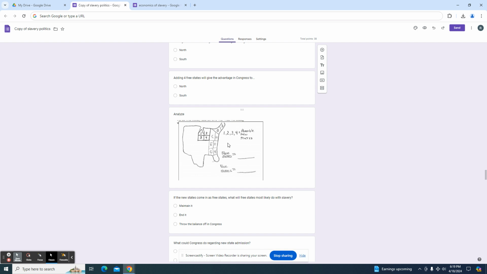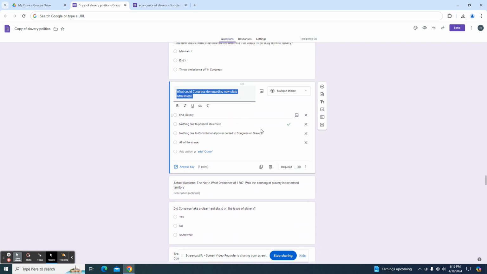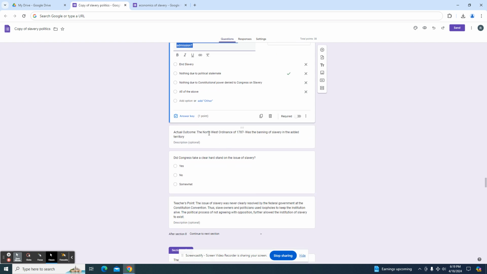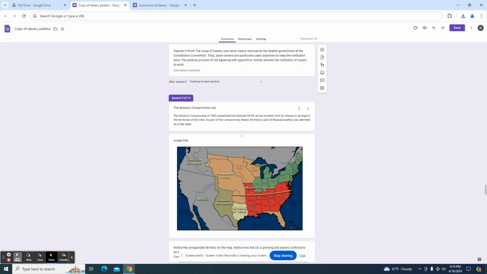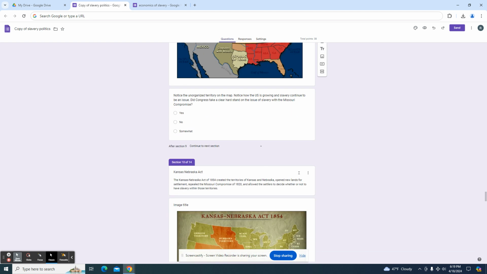And in this image here, trying to get to that point that for each new state that you add, the question is going to come right back to the issue of, are they coming in as a free state or a slave state? What could Congress do regarding the new state admission? They could do nothing due to the political stalemate. Then we get into the Northwest Ordinance. We get into the Missouri Compromise line. And at this point, students start to get a little frustrated about what's actually going on, because they start to recognize that when you look at the politics of it, the country seems to be deadlocked on this issue of slavery for many years.